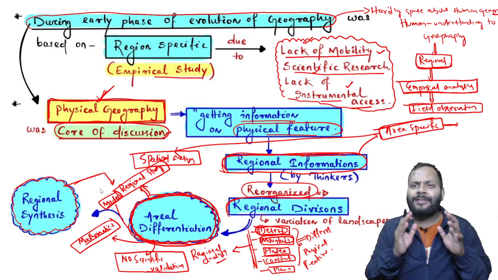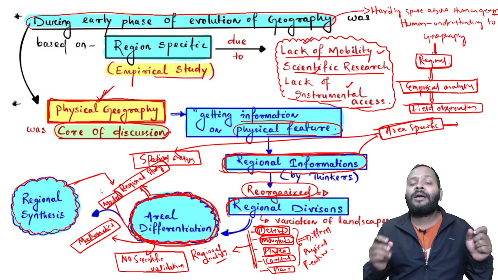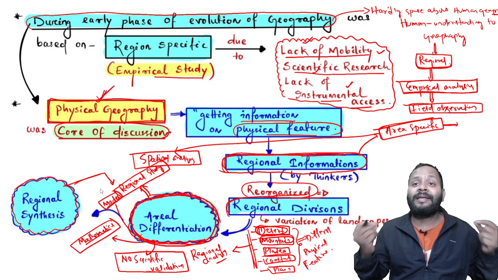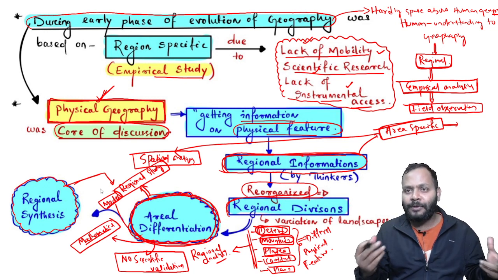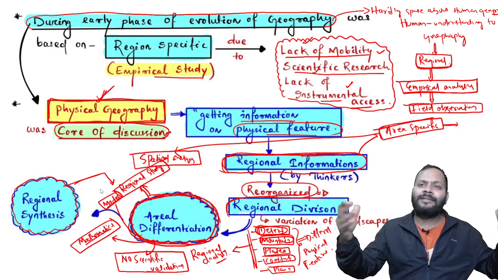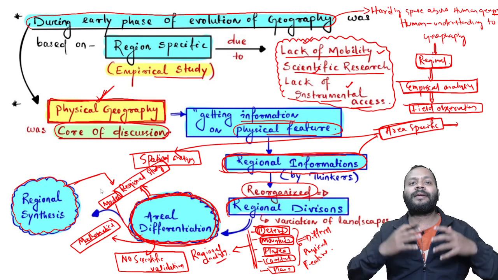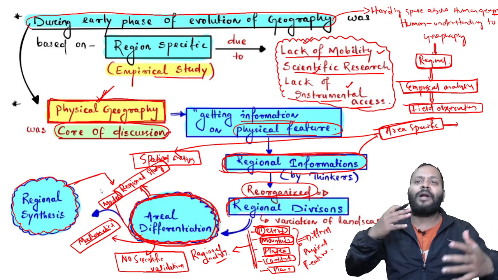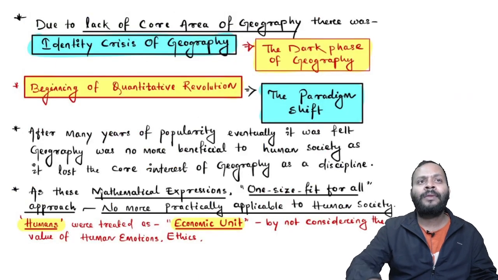So that is the reason geography was in a critical situation. How exactly would geography get its identity? It was not so easy at that time. Many thinkers came around that time, and we will get into detail. They started thinking more and more about what could be done to make geography a better discipline.